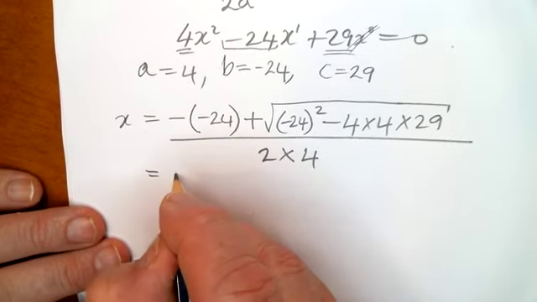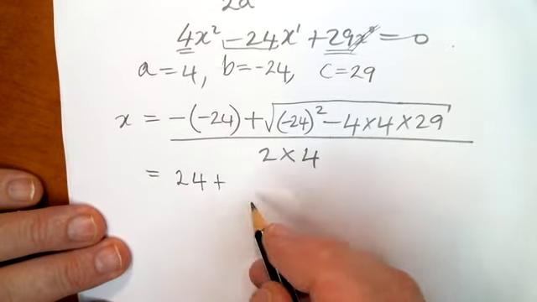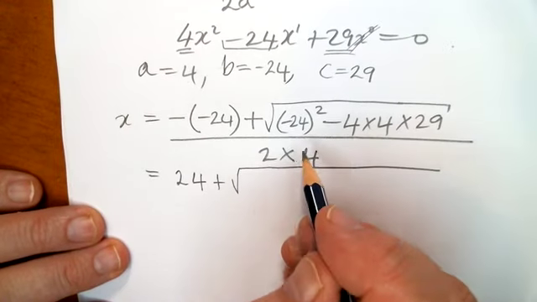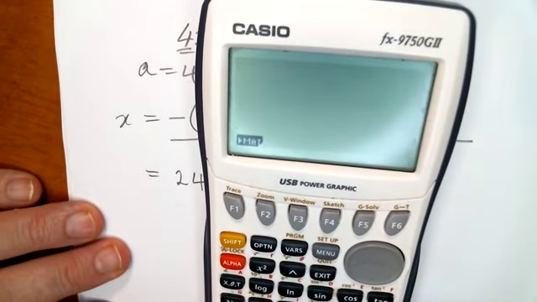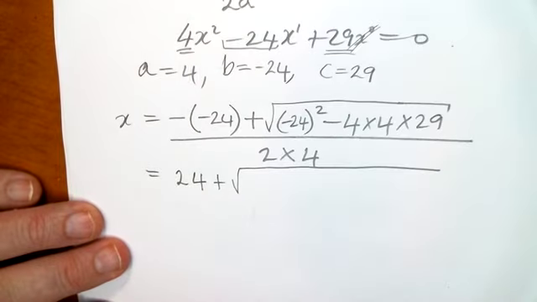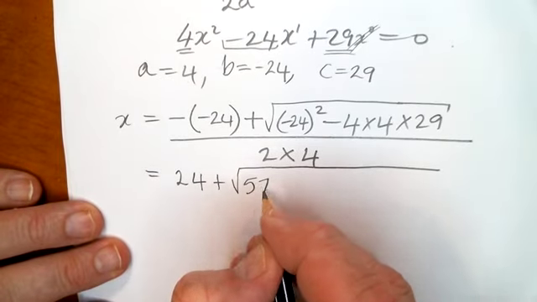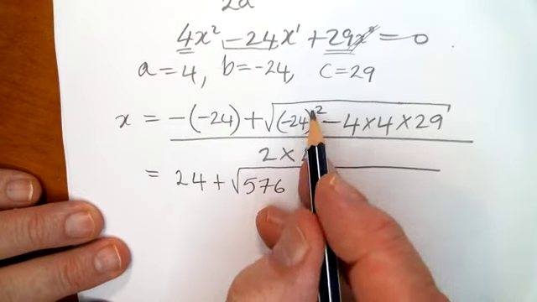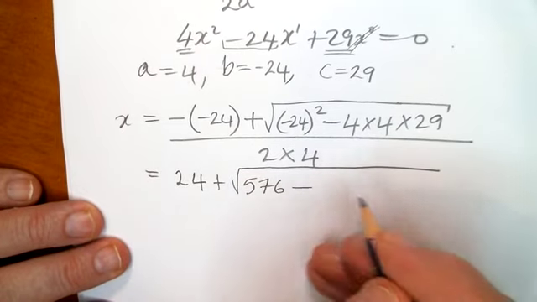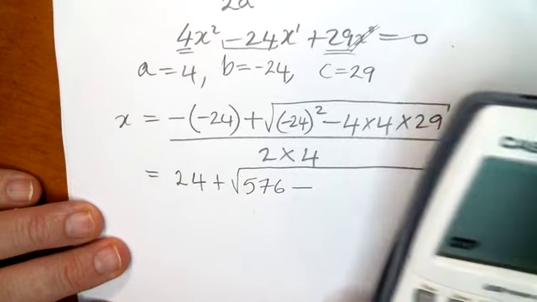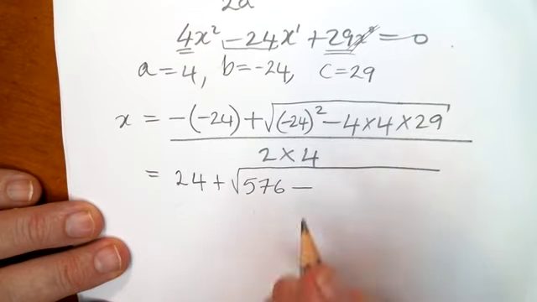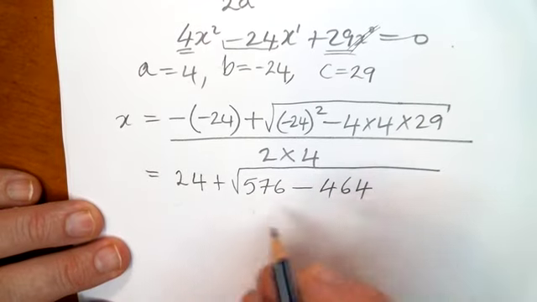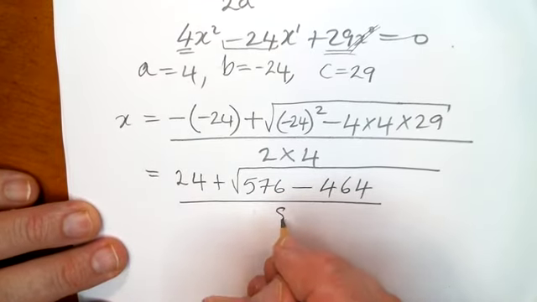So negative 24 is 24. I'll put a plus here. So we've got 24 squared. I'm just going to do all this on the calculator so you can see how I get everything. So 24 times 24 is 576. And notice I didn't worry too much about the fact it was negative, because I know that a negative which is squared is going to be a positive answer. 4 times 4 is 16, and 16 times 29 is 464. All over 2 times 4, which is 8.